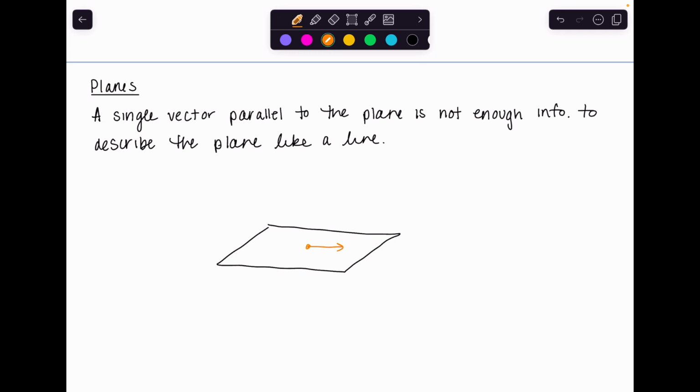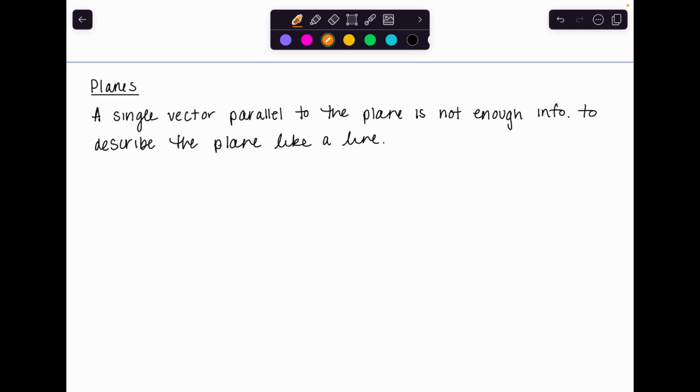This is technically parallel to the plane if it lies in it. But I have another vector going this way that is also parallel to the plane, but it's not parallel to this vector. So just a single vector like that is not enough information for us to come up with the equation. So instead, I still am only going to need two pieces of information.